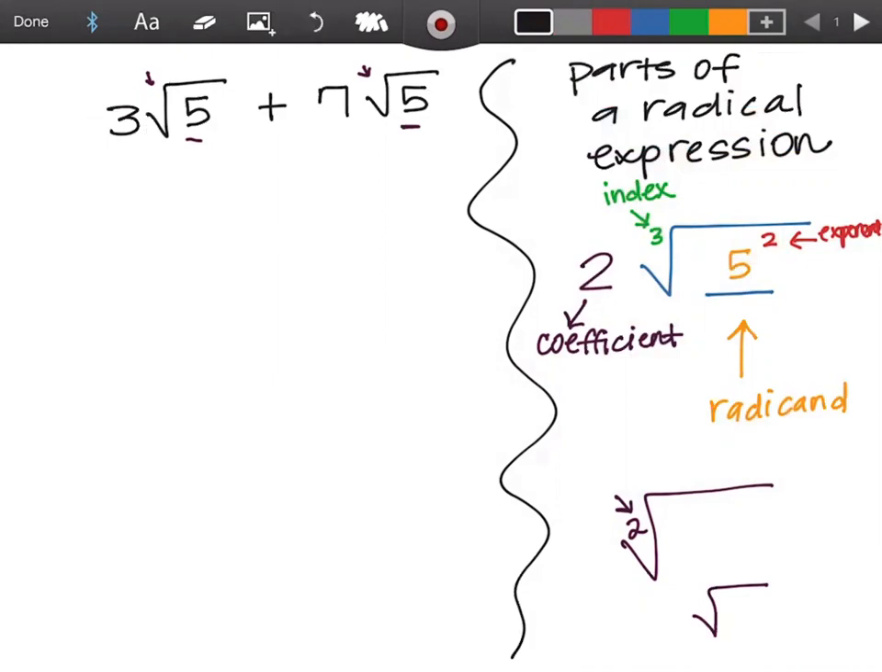Okay, we're going to add the coefficient, which is the large number that is outside, and we're going to keep the radicand and the index. So 7 plus 3 is 10. So then our answer would be 10 times the square root of 5. And that's it.